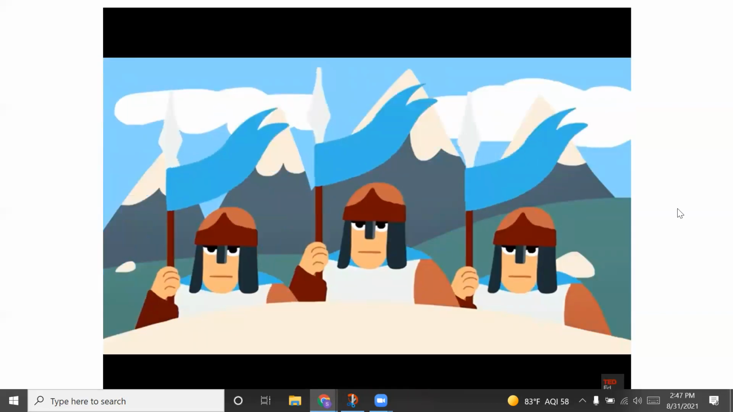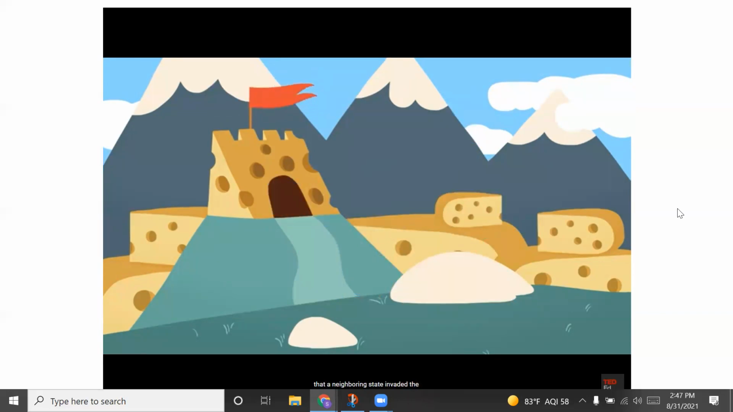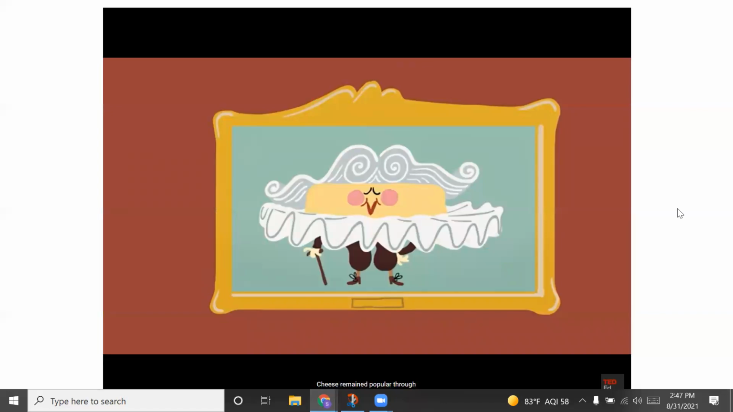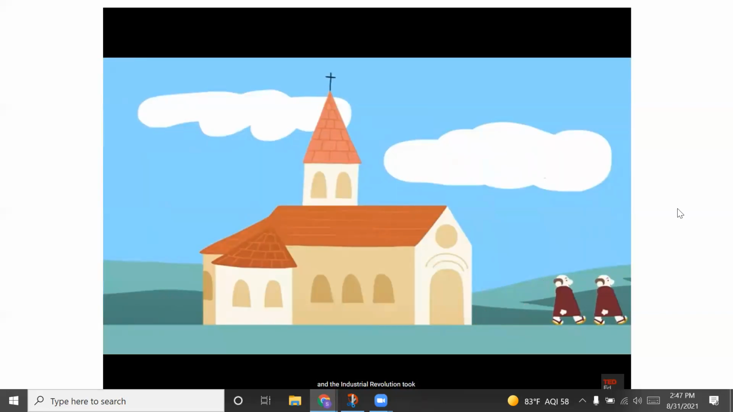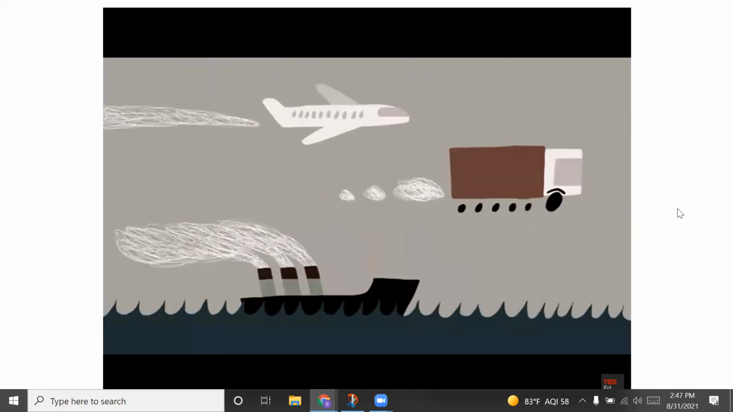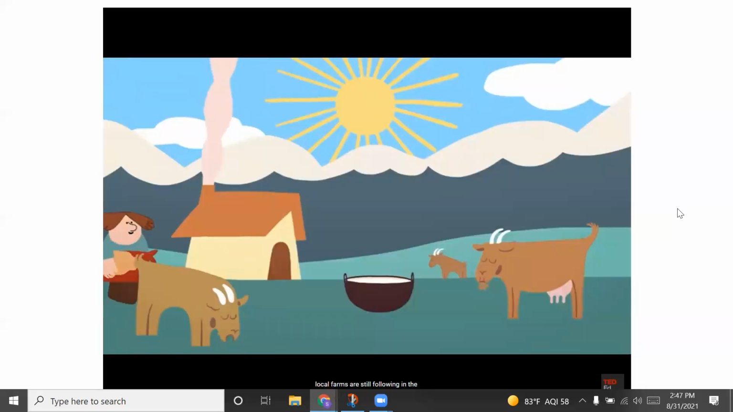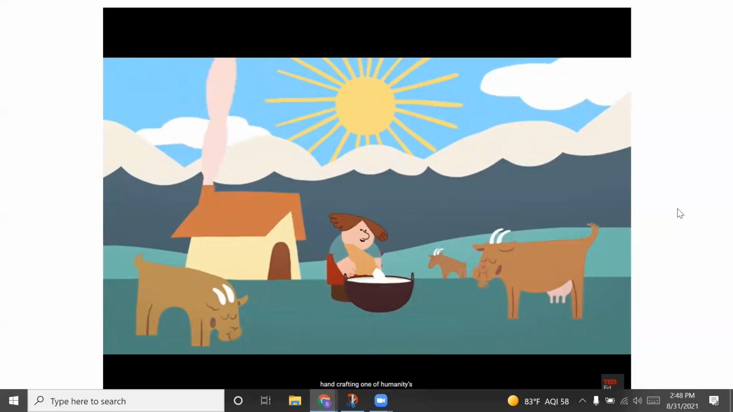By the end of the 14th century, Alpine cheese from the Gruyere region of Switzerland had become so profitable that a neighboring state invaded the Gruyere highlands to take control of the growing cheese trade. Cheese remained popular through the Renaissance, and the Industrial Revolution took production out of the monastery and into machinery. Today, the world produces roughly 22 billion kilograms of cheese a year, shipped and consumed around the globe. But 10,000 years after its invention, local farms are still following in the footsteps of their Neolithic ancestors, handcrafting one of humanity's oldest and favorite foods.